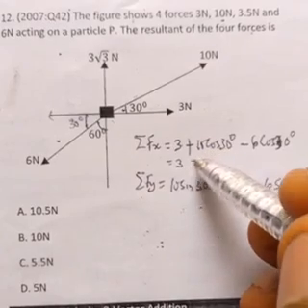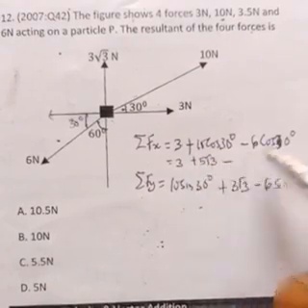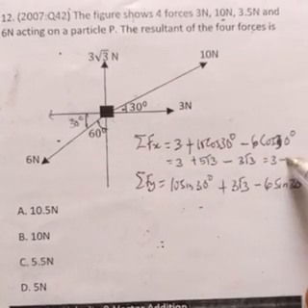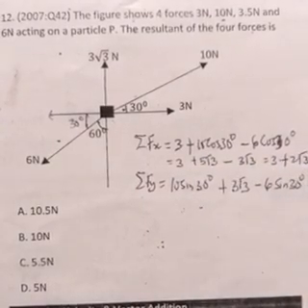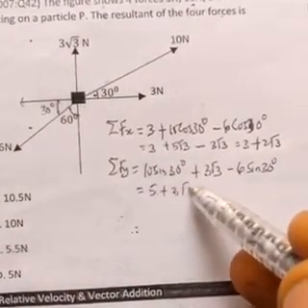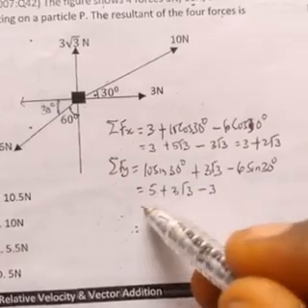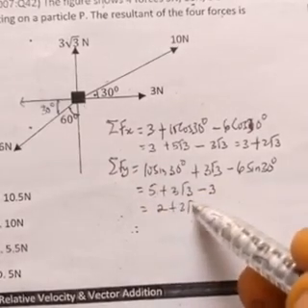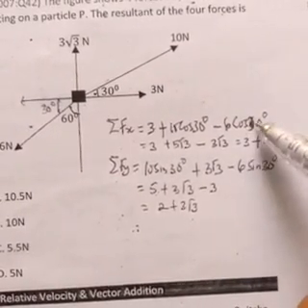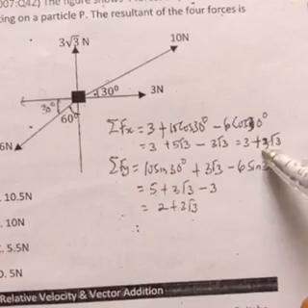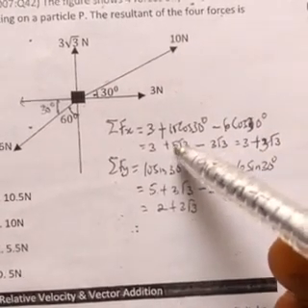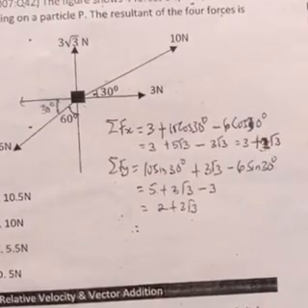10 cos 30 should be 5 root 3. Minus, this should be 3 root 3. So that will be 3 plus 2 root 3. For the vertical, sin 30 is half, so this is 5 plus 3 root 3 minus 3. That will be 2 plus 3 root 3. Sorry, I think there's a mistake here. Cos 30 is root 3 over 2, so this should be 3 root 3. Oh, sorry, I think we've done that here already. 3 root 3, it was okay. 5 minus 3 is still 2 root 3.